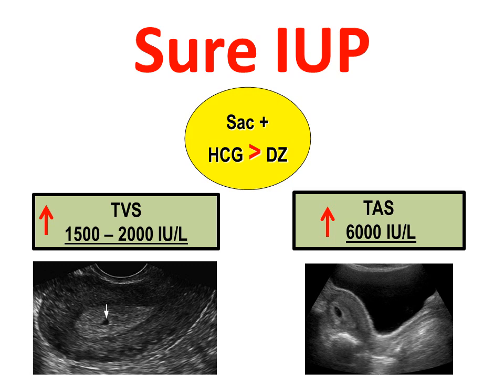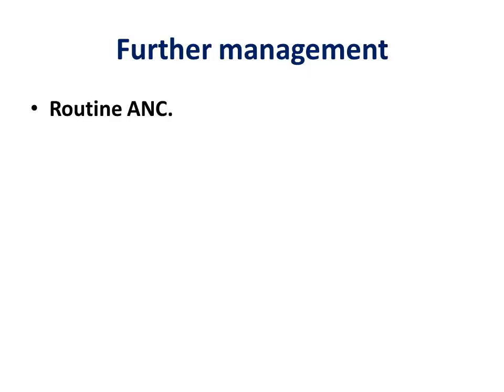So this is the discriminatory zone to differentiate between sure intrauterine pregnancy and not sure intrauterine pregnancy. And what's the further management in such a case is just routine antenatal care of this case.